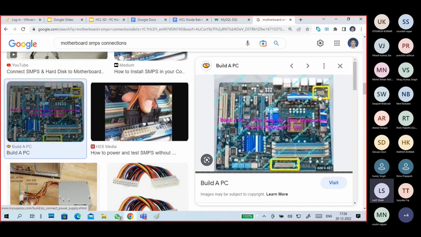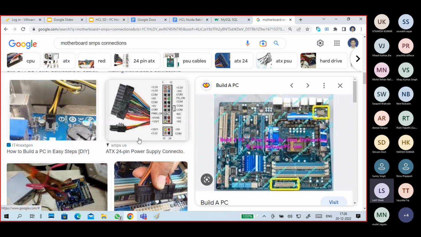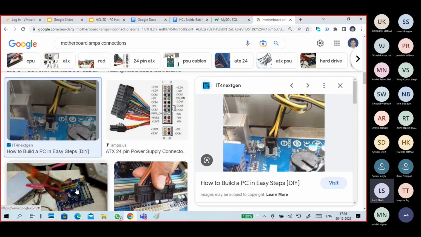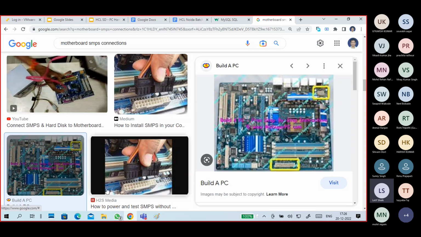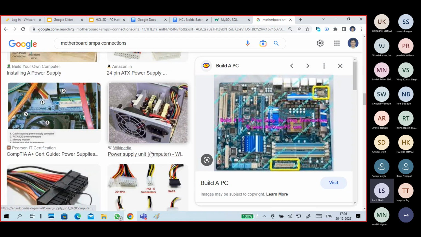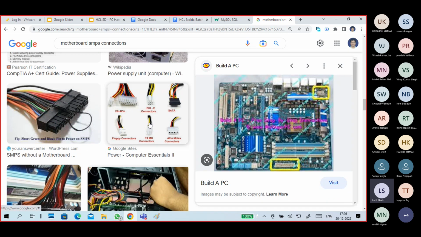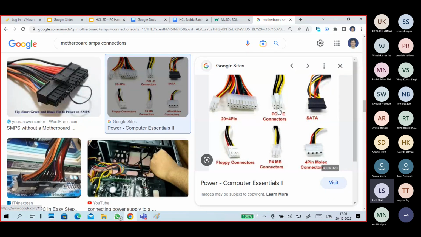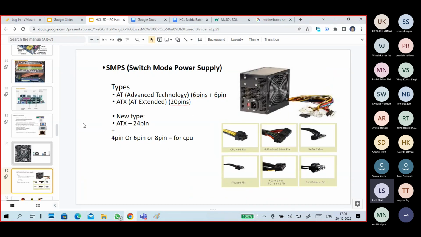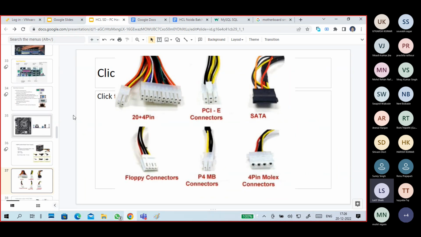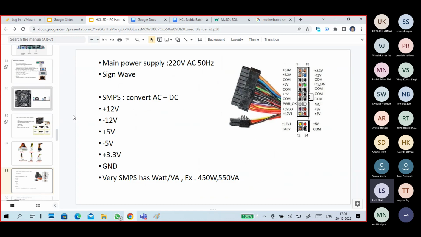Okay, some require an 8 pin. This one is the 8 pin one. This is a 4 pin one. This is 4 pin, this is 8 pin. 6 pin connectors are also there. Like this is a 6 pin connector, and this is a 4 pin connector. Depending upon the motherboard and SMPS, we'll get these types of connectors. These are the 12 volts connectors.